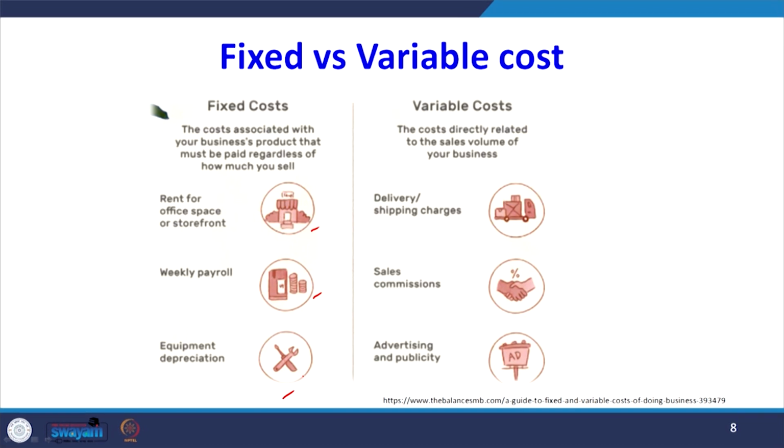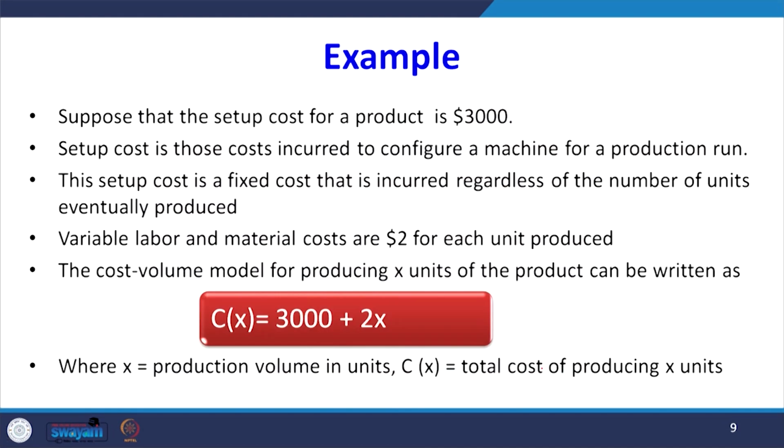On the right hand side, I have given some examples of variable cost. Delivery and shipping charges: when the quantity increases, the delivery charges will be more, shipping charges will be more. Then sales commissions: when the number of products sold is more, there will be more commission. Then the amount spent on advertising and publicity, these are all examples of variable cost.